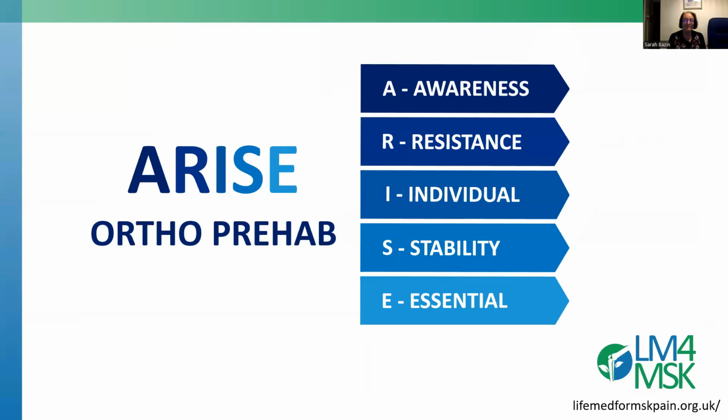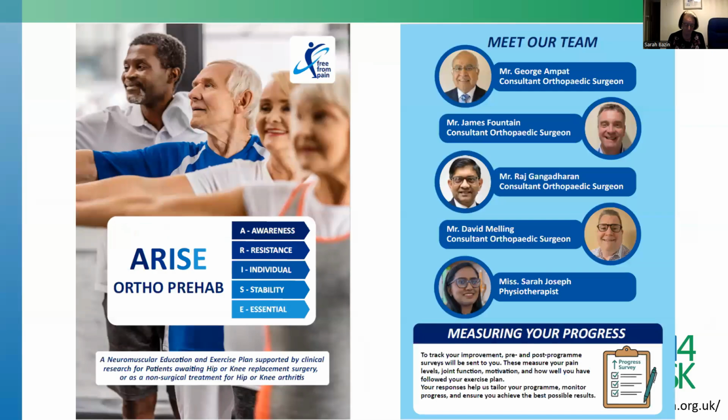So we have called our program ARISE, and ARISE is A for awareness, awareness of the joint. So that's the proprioception. R is resistance, so you use weight and resistance to increase the strength. Our program is individualized to each individual, so that is the I. And S, you need to improve the core stability, so the muscles around the pelvis and the lower back. And there are some essential exercises like sit-to-stand and tiptoeing, and that's how it forms the ARISE program.